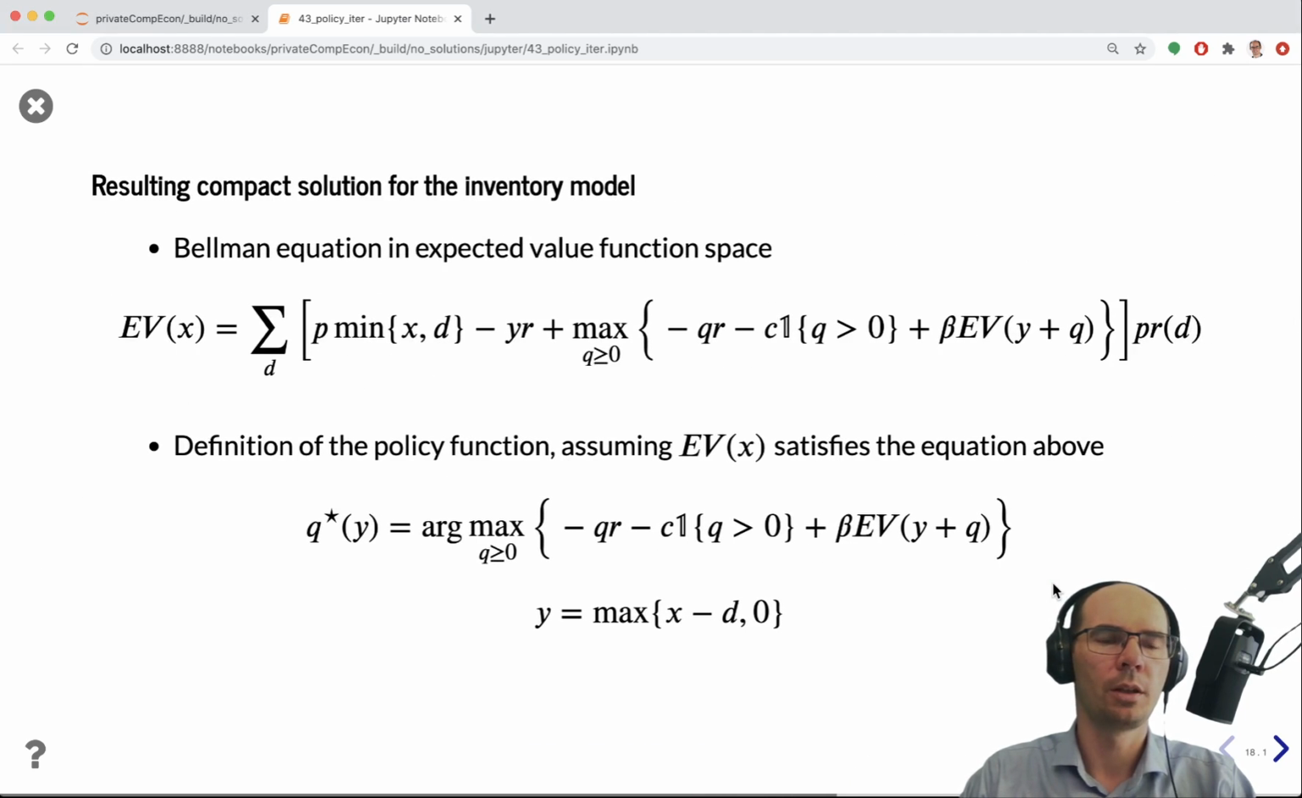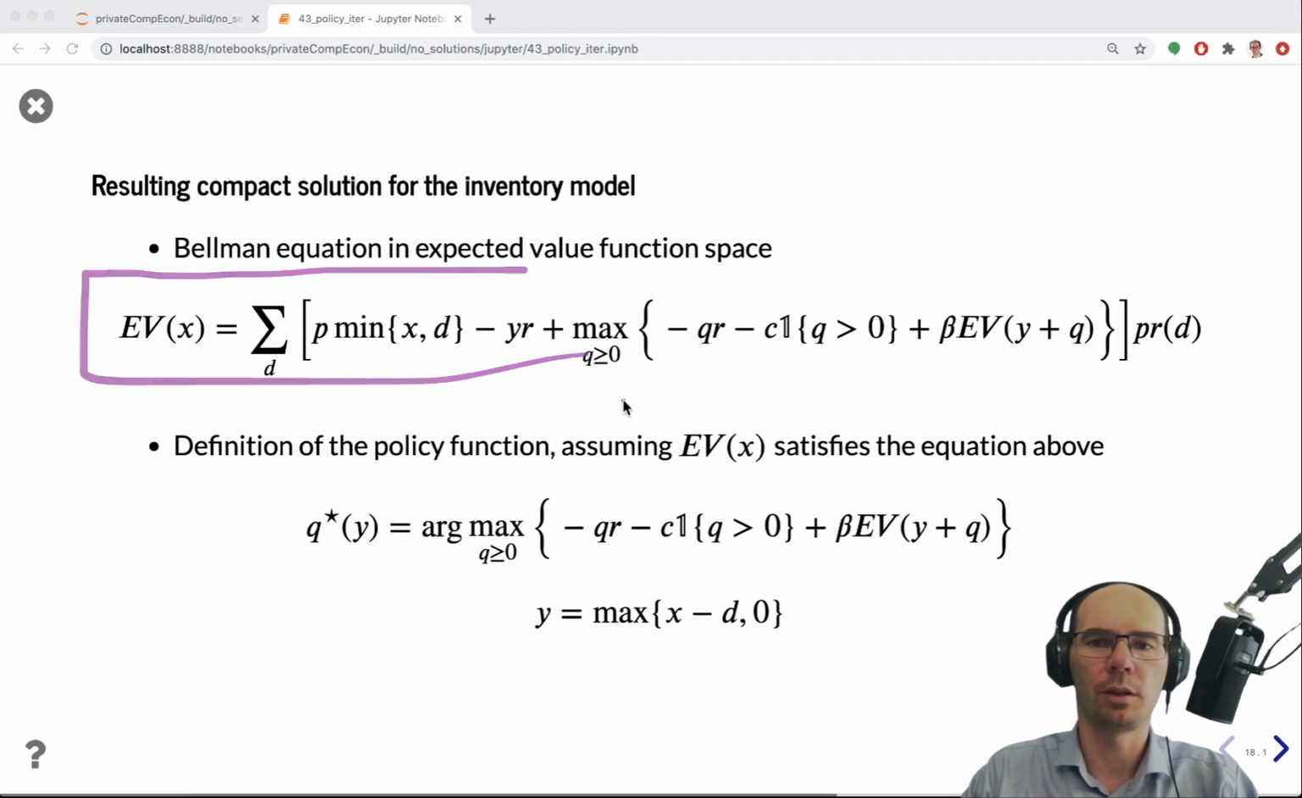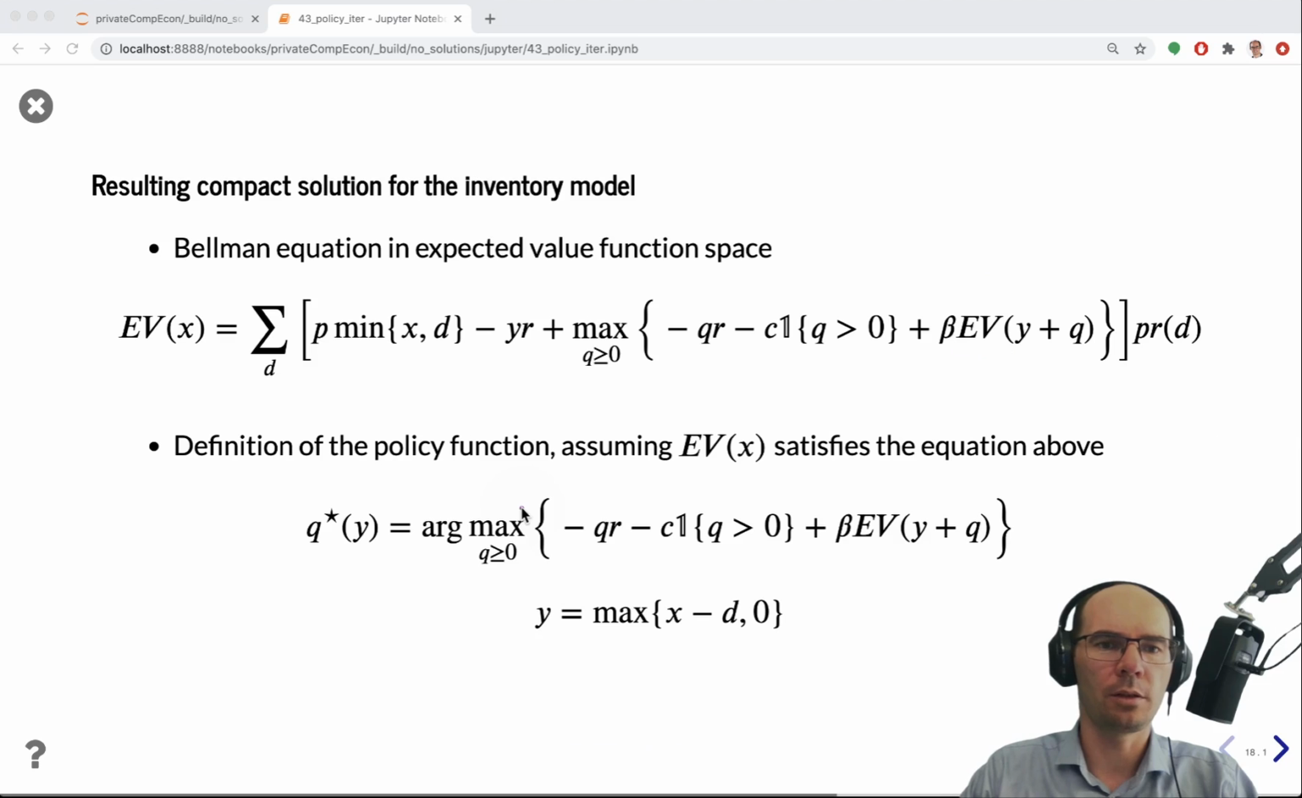It's just a vector. Okay, so here's the resulting compact solution. Here's the solution for the inventory model. We have the fixed point problem, the Bellman equation in the expected value function terms, and then we have the definition of the policy function, which is the simplified argmax problem, right? Simplified in the sense that it's only a condition on Y. We're using the EV function that is the fixed point of the Bellman operator, and then we plug it in here and we calculate the argmax using this.